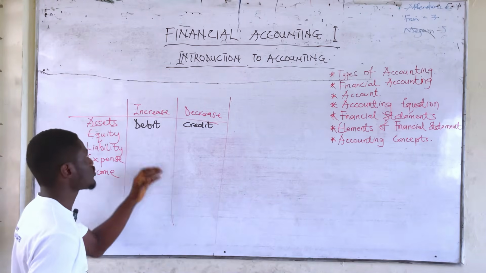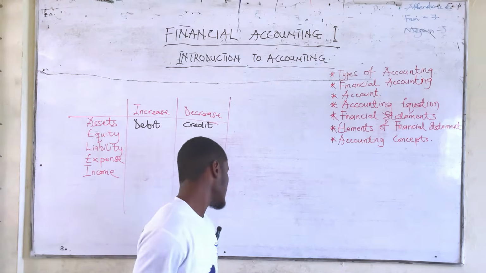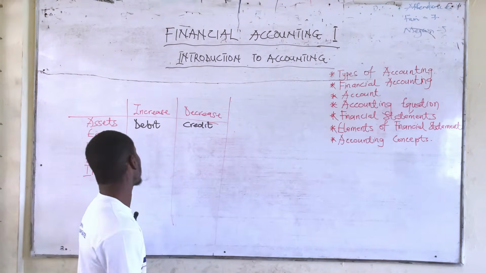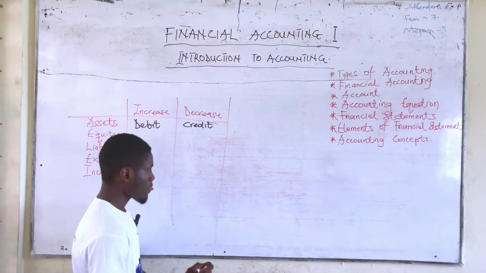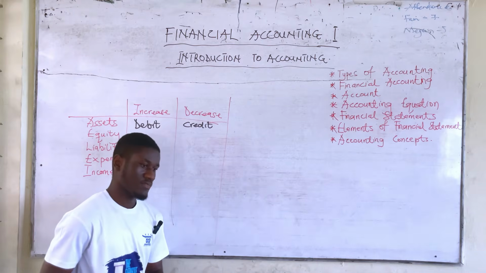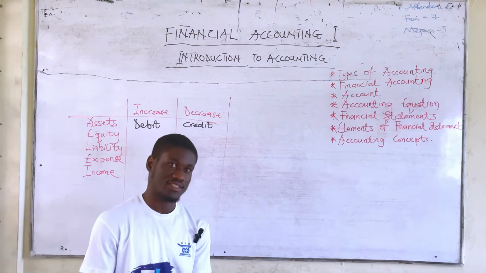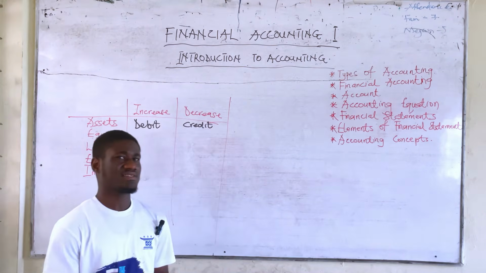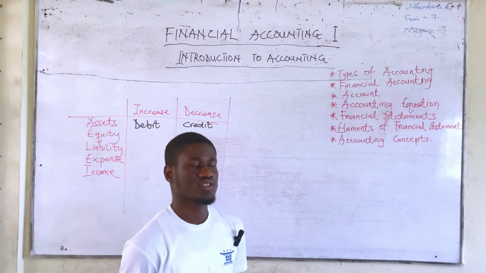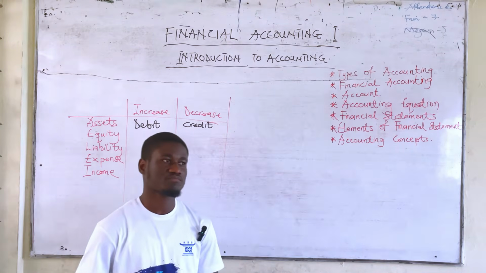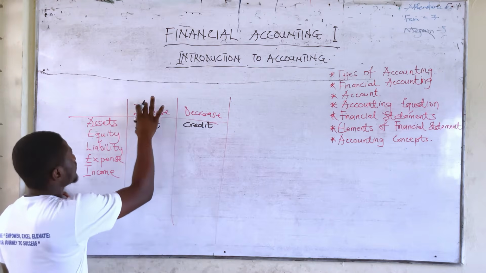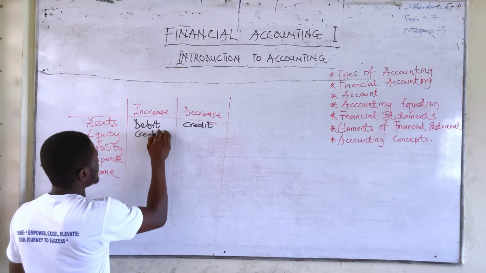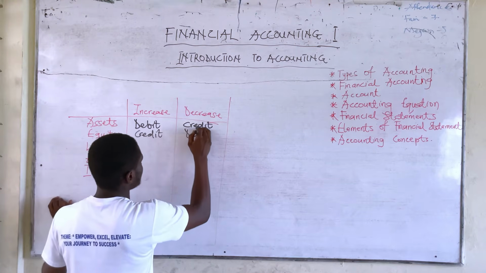Good. So we have equity, which is any amount introduced by the owner into the business. With equity, let's say we started a business with cash. Capital is something that the owner has introduced into the business. So for an increase in equity, we have to credit, and for a decrease, we have to debit.